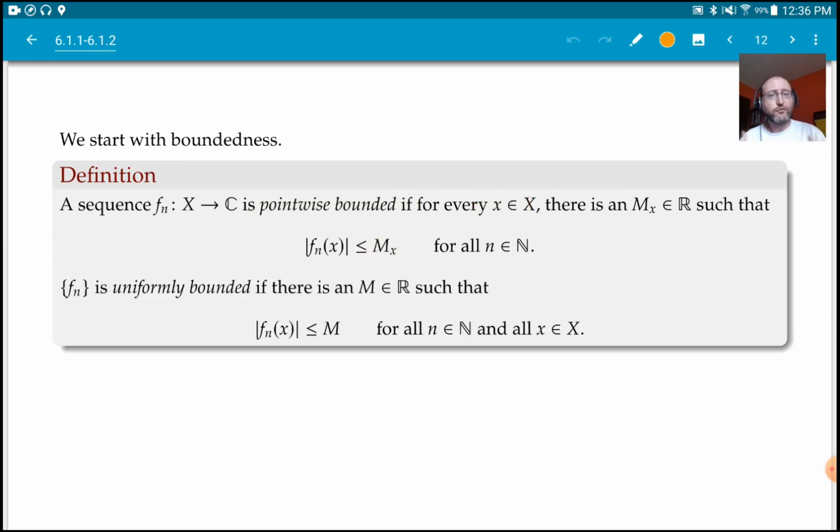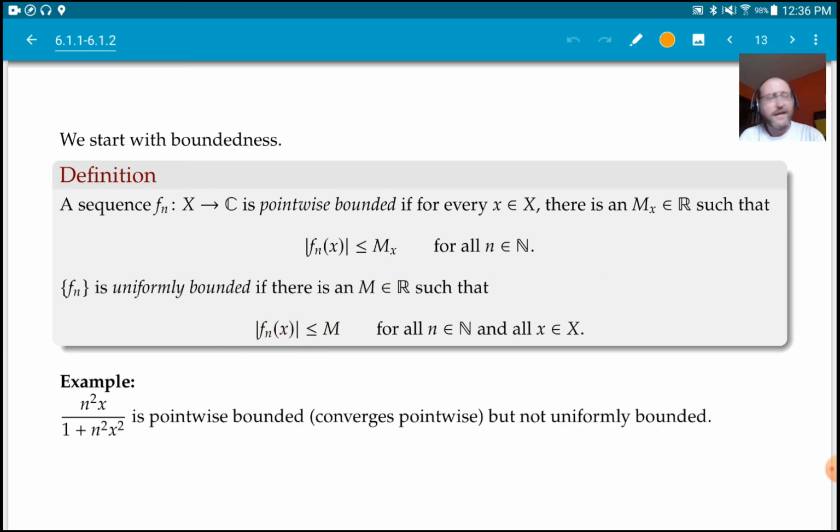Now, if we also have uniformity over the x, if we have a single M that works for all x, we're going to say that it's uniformly bounded. So that means that you have one M and all the functions in the sequence are bounded by that M for all x and all n.